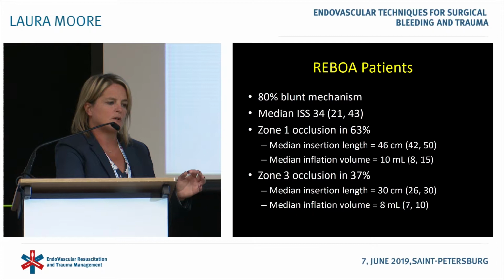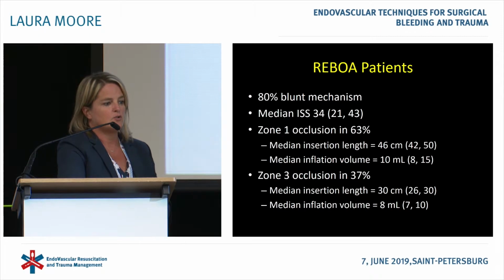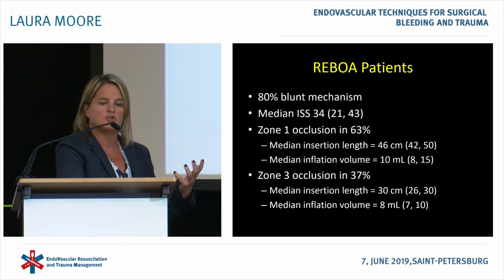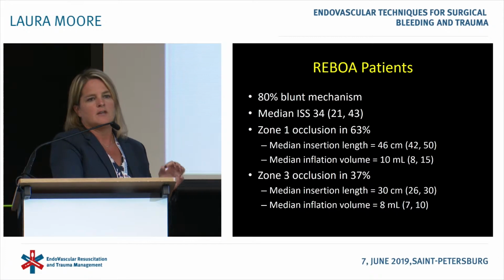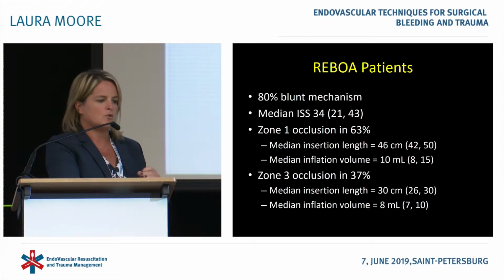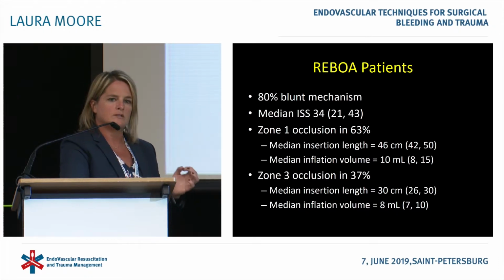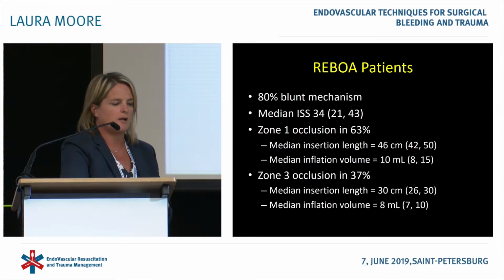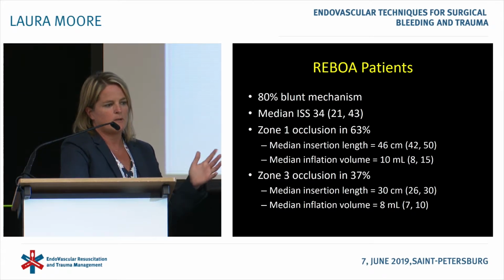This is really the first time we've been able, at a multi-center level, to report on the insertion lengths. So for zone 1, the median insertion length was 46 centimeters, and the median inflation volume, so how much volume we were putting in the balloon, was about 10 cc's. The ER REBOA device, for those of you who aren't familiar with it, is a 24 cc, 32 millimeter compliant balloon. So only about 10 cc's was required to occlude the aorta.